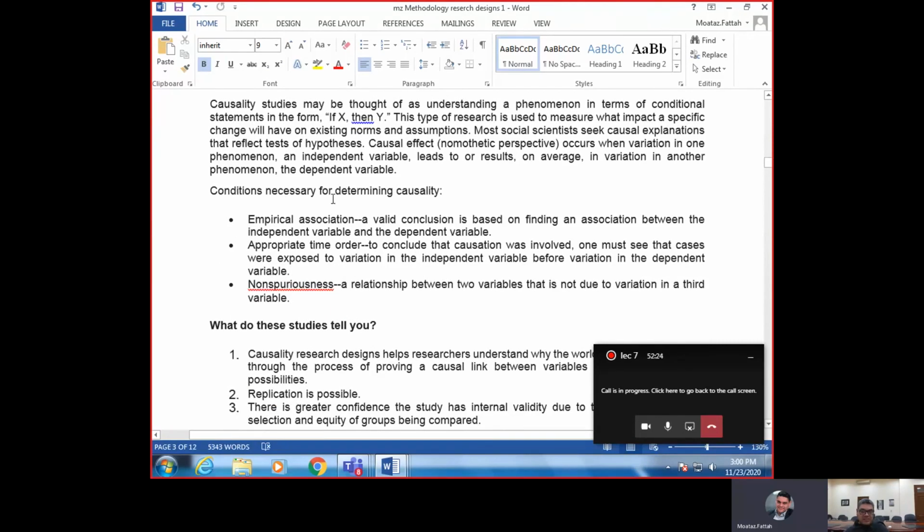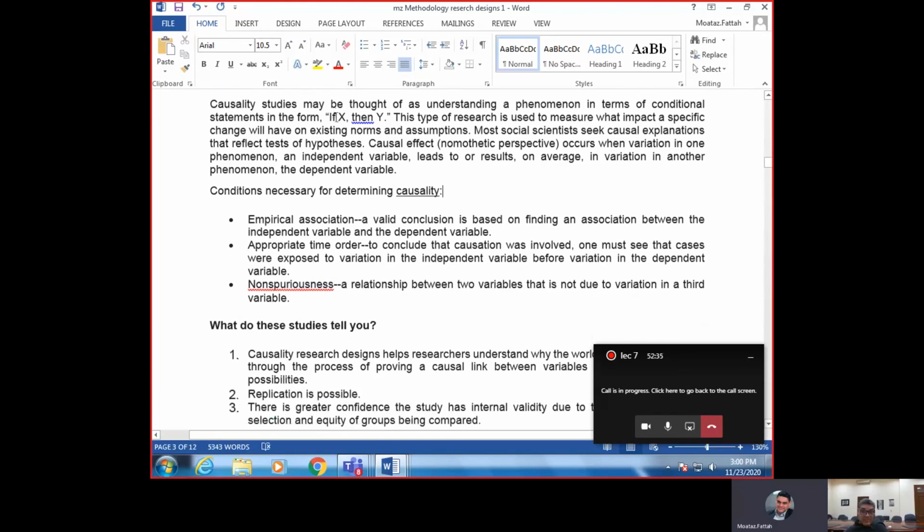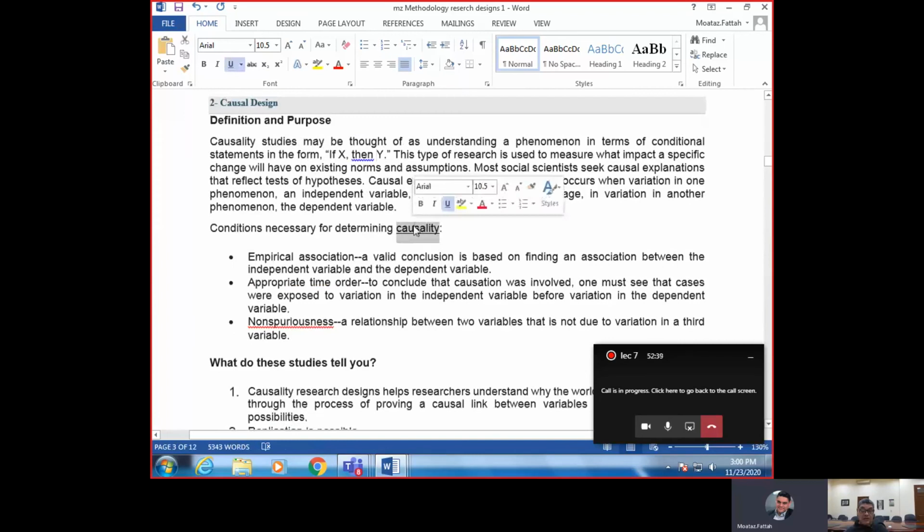Conditions necessary for determining causality. Causality is not an easy thing because you are on the brink of a theory. If really X causes Y, and you have shown that, then there is a causality. But we need to make sure that we have conditions for this causality to actually happen.